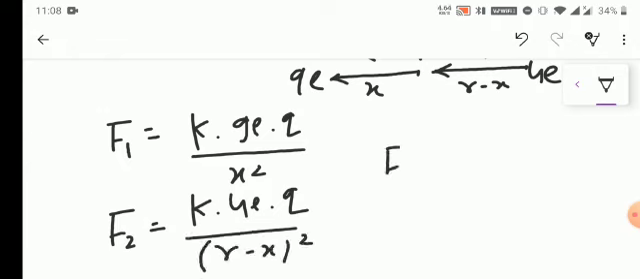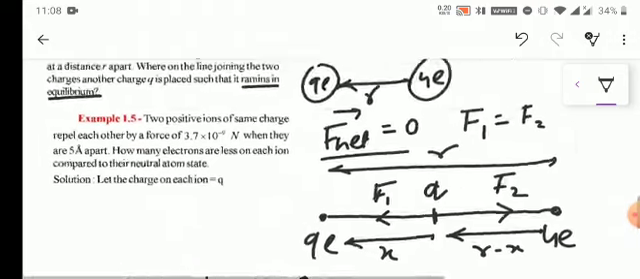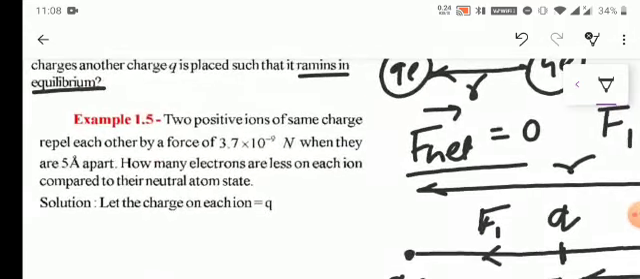Now solve the equation for f1 equal to f2. If you solve this equation, then you get x equal to 3/5 r. This is your homework part. You have to simplify this equation, and if the answer is x equal to 3/5 r, then you are right. Okay, so this is one numerical from Coulomb's law.